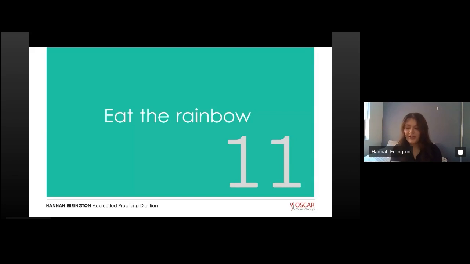Eat the rainbow. So this means eating a wide variety of colors in your diet every day. Just as with aiming for 30 plant-based foods in a week, aiming to eat foods from every color of the rainbow also ensures a variety of nutrients. The colors are actually reflective of the vitamins and minerals that are found in those foods. So getting a nice variety of color in your diet means that you're getting a nice variety of nutrients. If aiming for 30 plant-based foods in a week seems a little bit out of your reach at the moment, then try looking at those plant-based foods that you are eating, and at each meal try to ensure that you have a variety of colors.